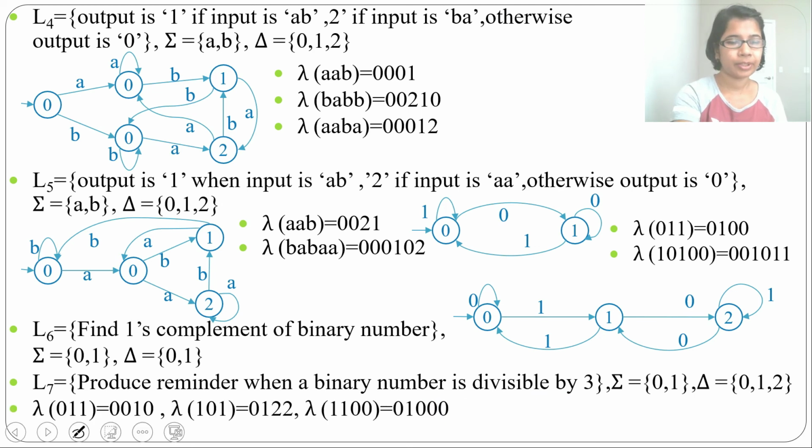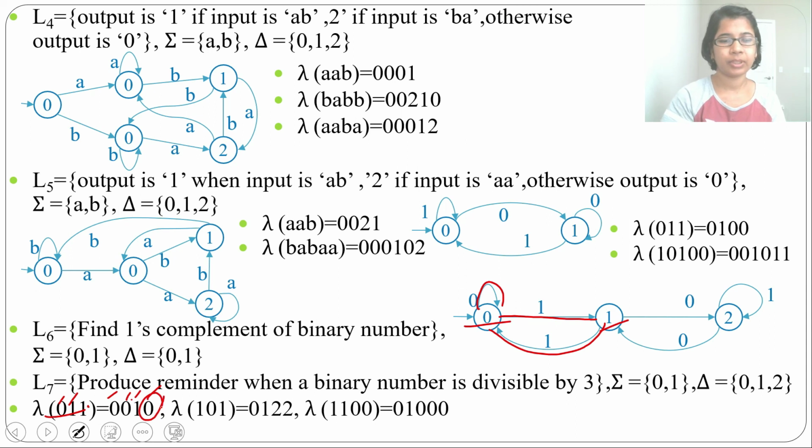Let's check some input strings, for 0, 1, 1. Initially it will be 0. Then for 0 it will be a self loop, so it will be 0. Then for 1 it goes to this state and here output is 1, so just write down 1. Then for another 1 it will come to this state and output is 0. So for 0, 1, 1, just check the last output, that is 0. 0, 1, 1 is what? 3. 3 divided by 3, remainder will be 0.